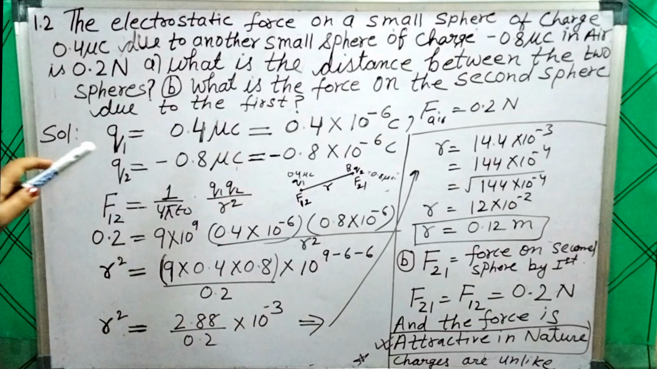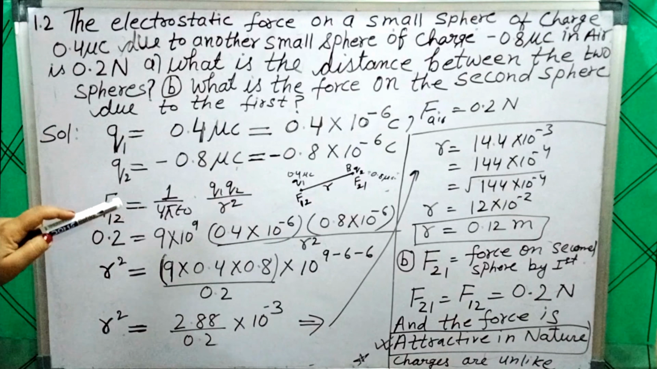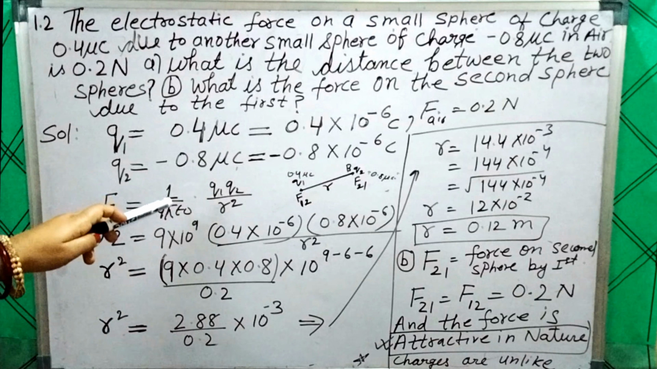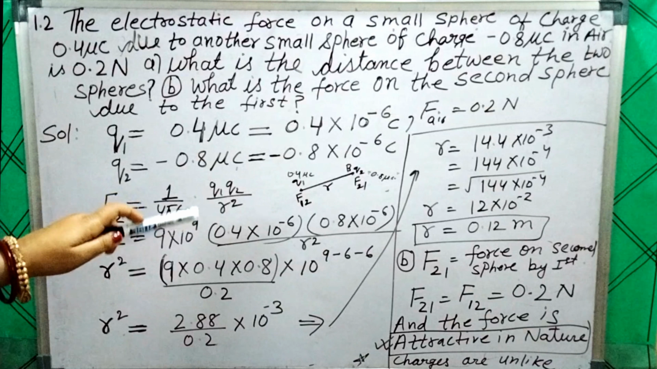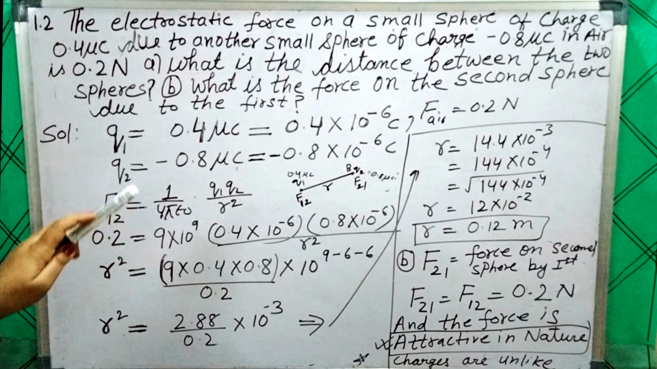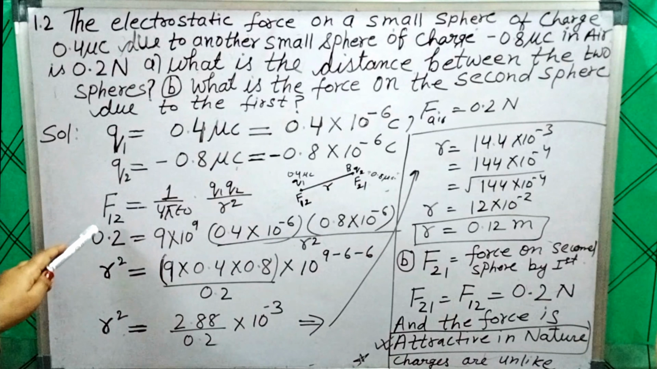So here Q1 is given 0.4 microcoulomb. This is equal to 0.4 into 10 to the power minus 6 coulomb. Q2 is given minus 0.8 microcoulomb. This is equal to minus 0.8 into 10 to the power minus 6 coulomb. And the force is 0.2 Newton. It is F12, force on first charge by 2.